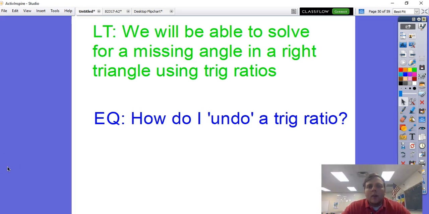Hey guys, we're going to be talking today about how to solve for a missing angle in a right triangle using trig ratios. A good question to take away from this video is: how do I undo a trig ratio? First, let's just jump into a problem.